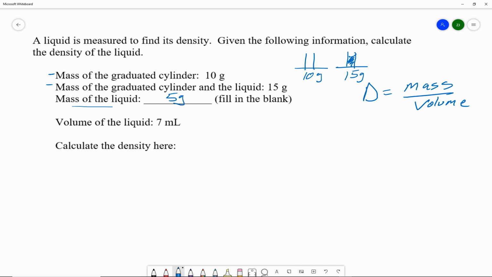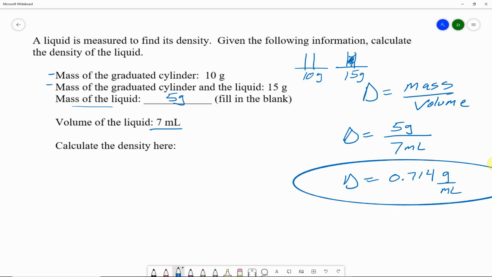All right, now we've got the mass, so we can go density equals mass, 5 grams, divided by, and then we have to have our volume. They said the volume was 7 milliliters. It was nice of them to just give it to us like that. And so if we want to calculate density, we do 5 divided by 7. And I get 0.714, but we've got to have units. Remember, it's grams per milliliter because no units canceled. And there we go. That's our density. Is that what you got?